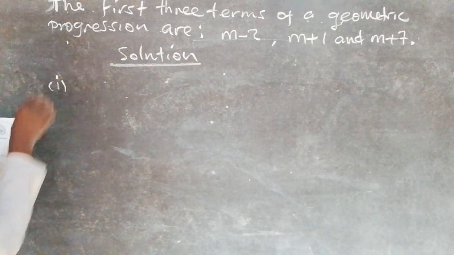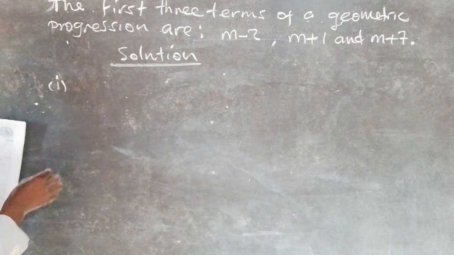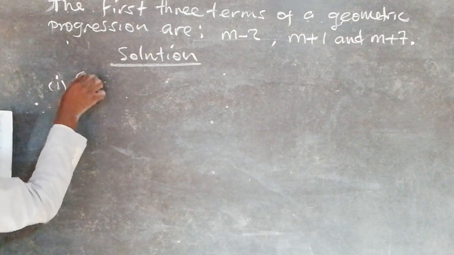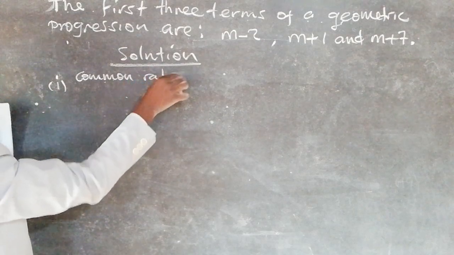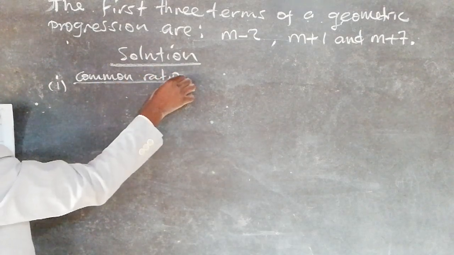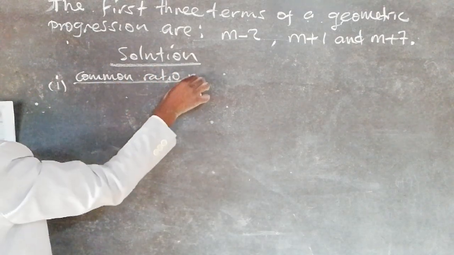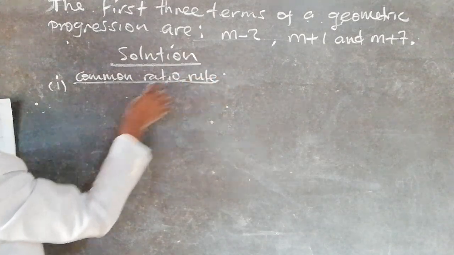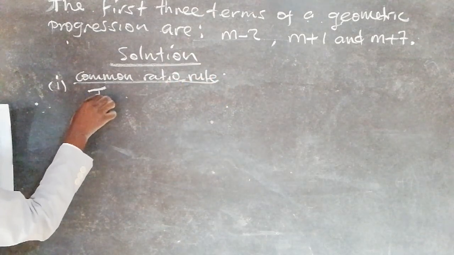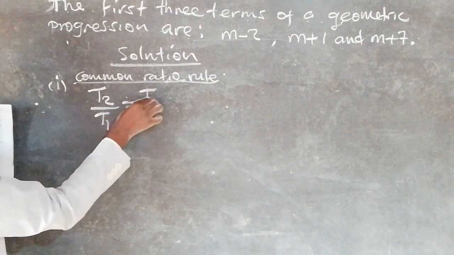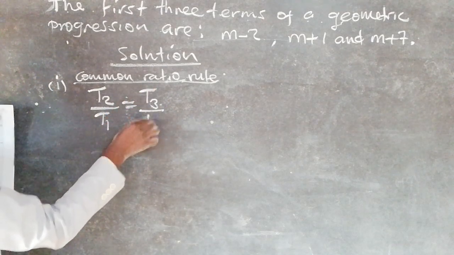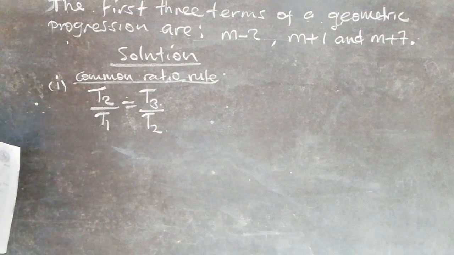Number 1. Let us see how best we can find the value of m. So we have to use the common ratio concept, or rule. The rule which we use when finding the common ratio: term number 2 divided by term number 1 equals term number 3 divided by term number 2. Why am I doing that?